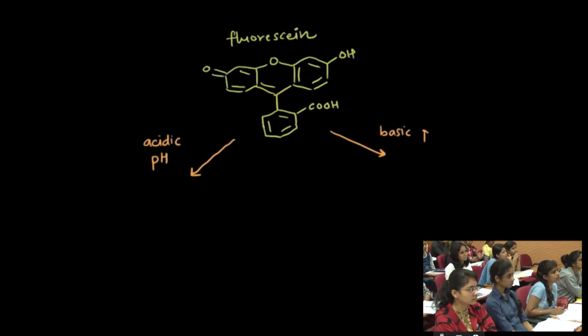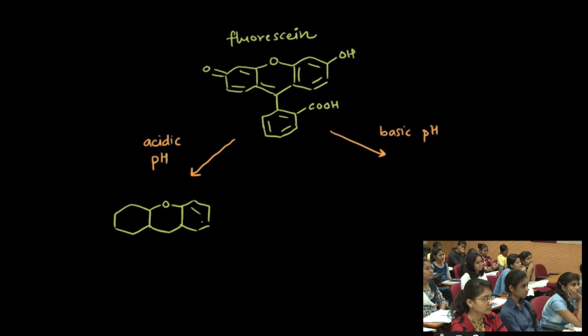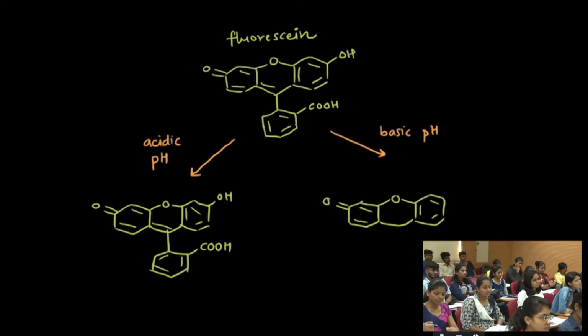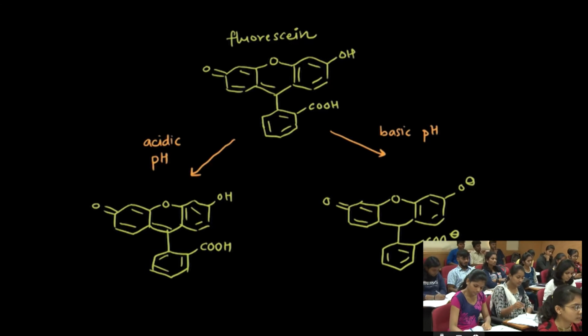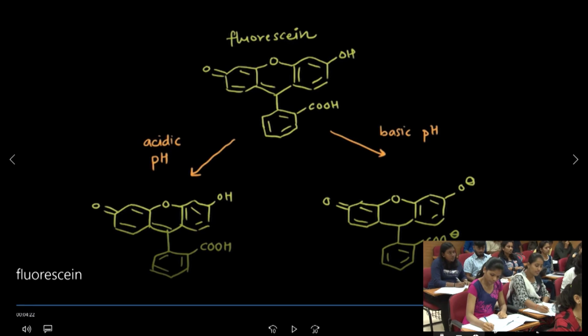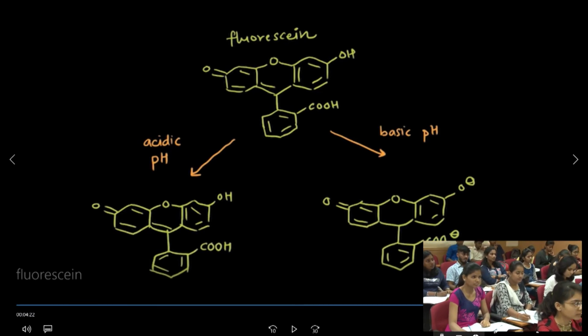So now it is clear that fluorescein emits more light in the basic conditions than in the acidic conditions. This is because the anion formed at basic pH is highly conjugated. Okay, so in the acidic condition, it is going to remain like this, right?